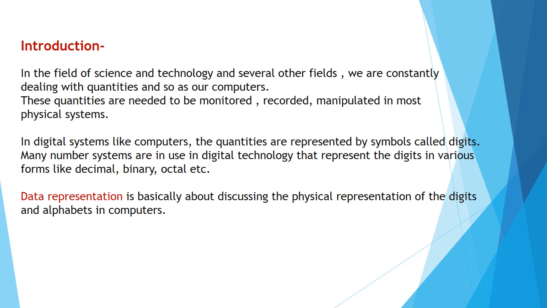Now in this chapter, what we are going to basically discuss is these number systems and the physical representation of digits in the computers, and that is known as data representation. As you can see in the last line, data representation is basically about discussing the physical representation of the digits and alphabets in the computers. That means how you are going to represent and show these data, the physical representation of these data in the form of characters, in the form of numbers, etc. Okay, so let's move forward.